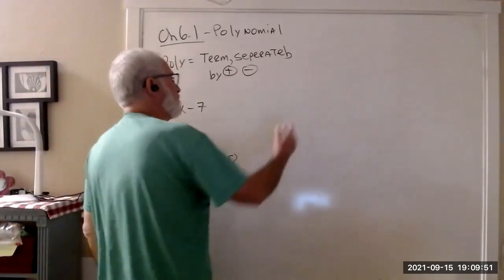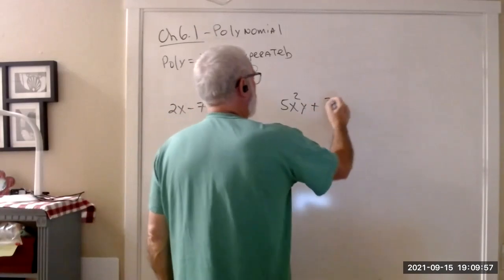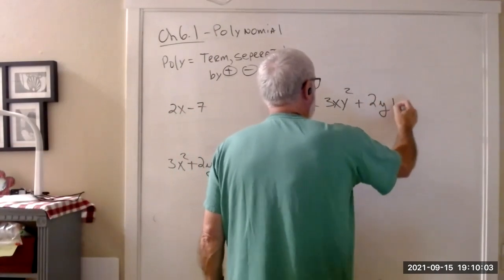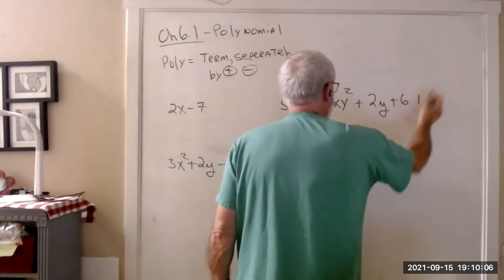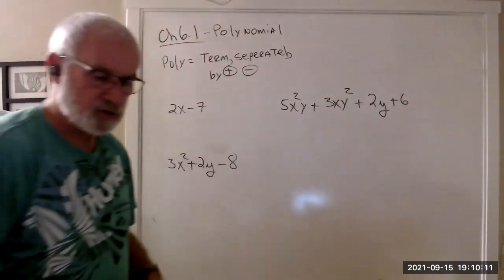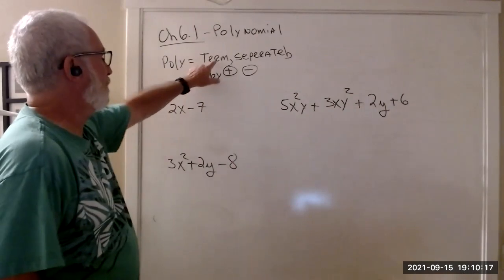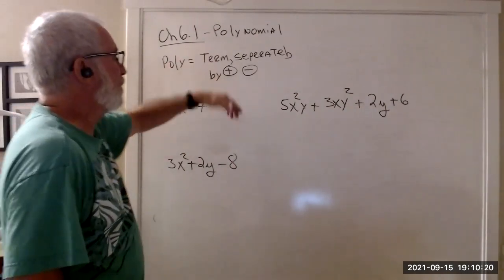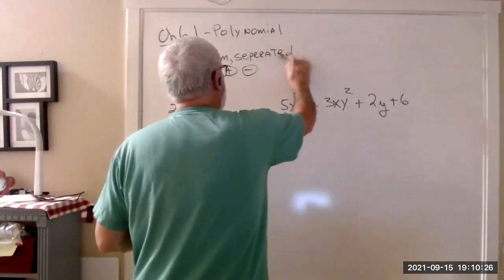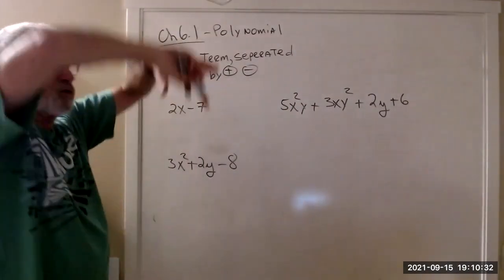Okay, or 5x squared y plus 3xy squared plus 2y plus 6. We'll just leave it as that. These are all examples of polynomials. They're just a bunch of things, terms we call them, that are separated by pluses and minuses. All right, polynomial is the big giant umbrella term.